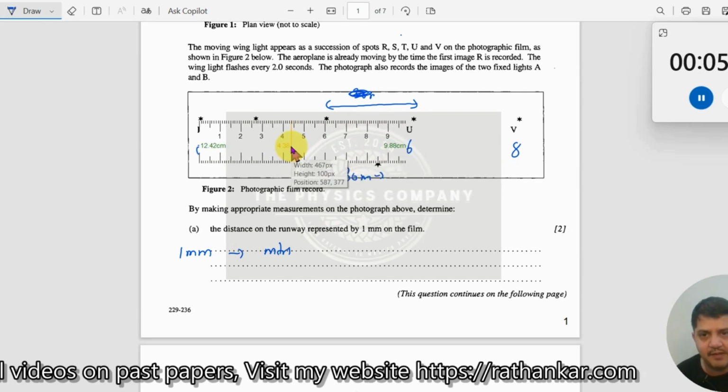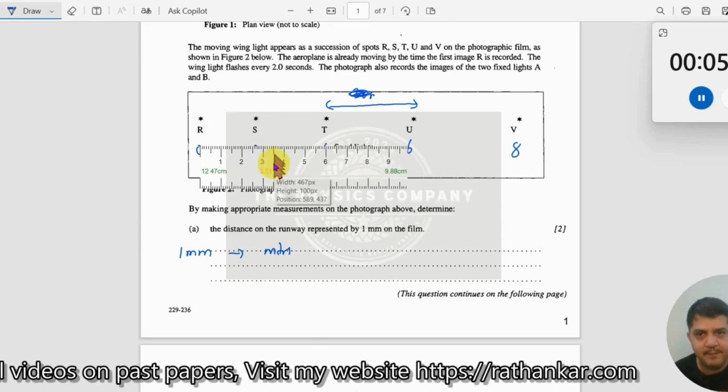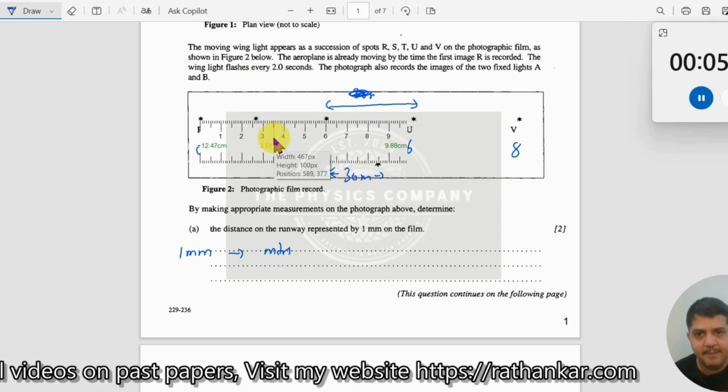When I keep it across here, this comes out to be somewhere around 26 centimeters. It's 26 centimeters. I'll write it down here. So what are the lengths over here? Therefore, between R and S, the distance is seen to be 26 millimeters.